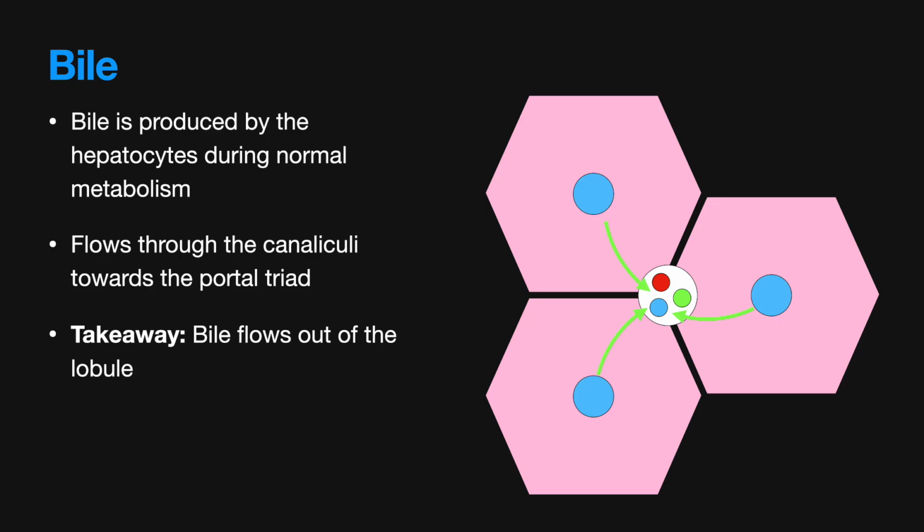Conversely, bile is produced by the hepatocytes during their normal metabolism. Bile flows the opposite way of the blood, going through canaliculi out into the bile duct that is within the portal triad. So bile flows out of the lobule.